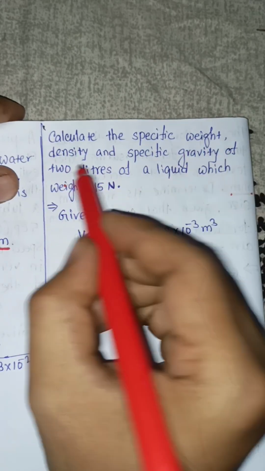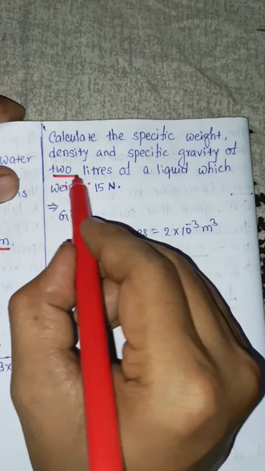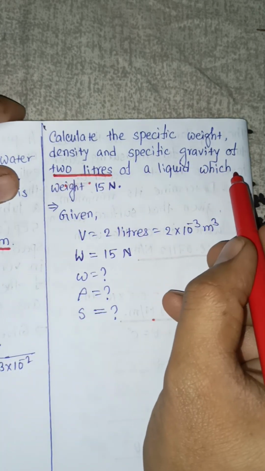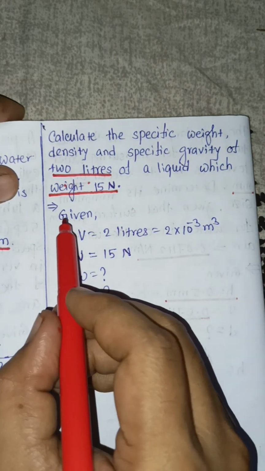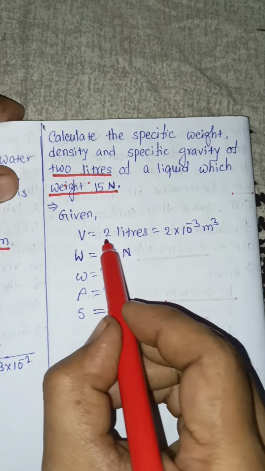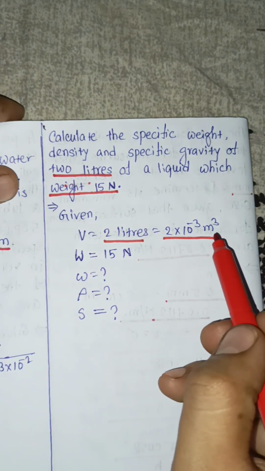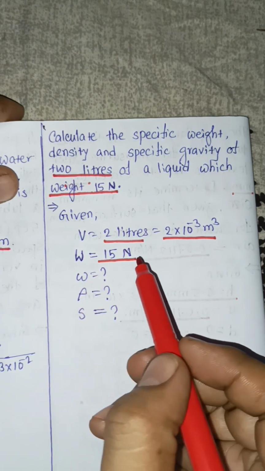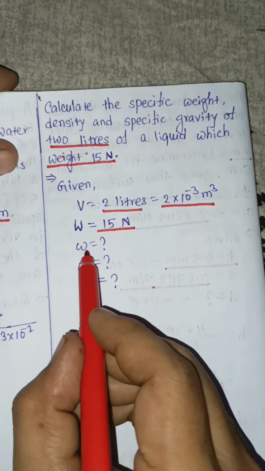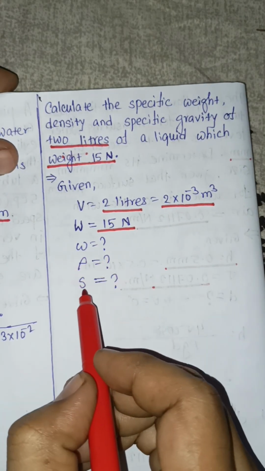Calculate the specific weight, density and specific gravity of 2 liter of a liquid which weighs 15 Newton. So what is given in this question? Volume is equal to 2 liter, that is equal to 2 into 10 to the power minus 3 meter cube. Weight is given, that is 15 Newton. So you have to find out the value of specific weight, density and specific gravity.